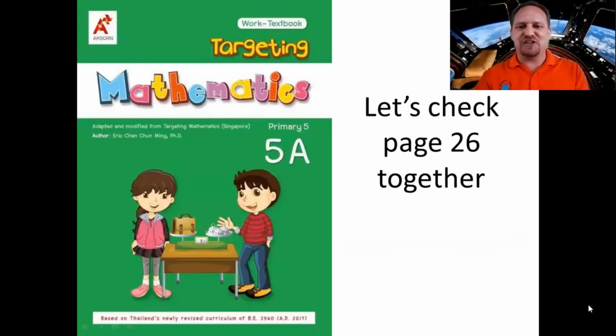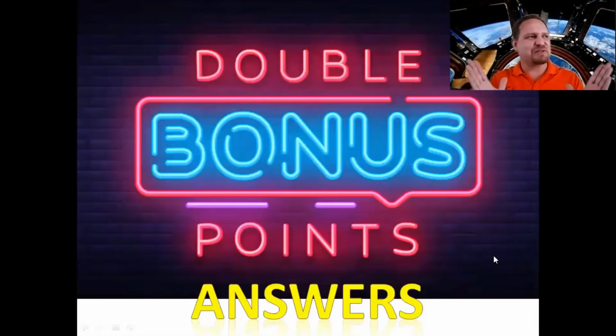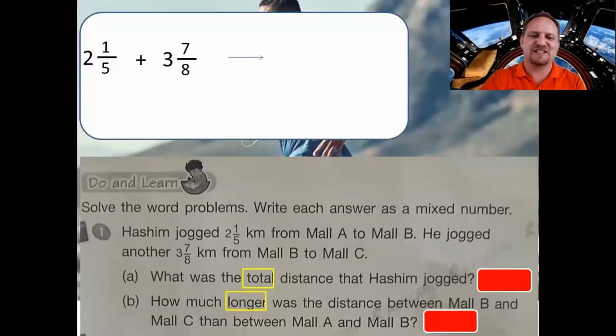First job today, students. Let's check page 26 together. Red pens ready. And don't forget, I was giving double bonus points for your answers. So if you get one answer correct, that's 2 points. Let's go to problem 1.